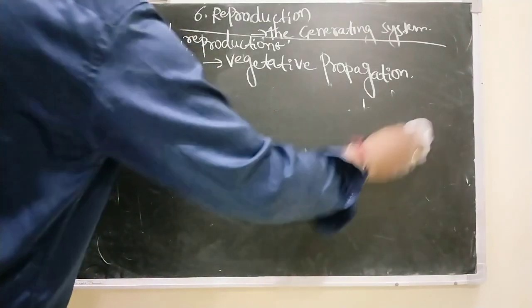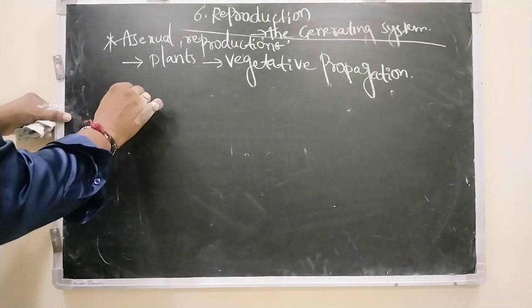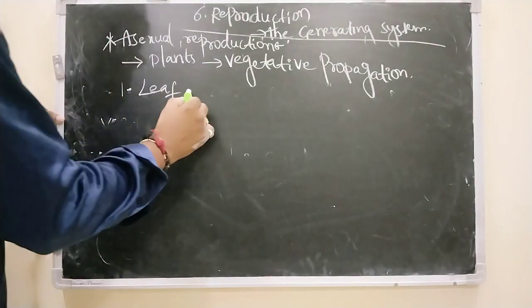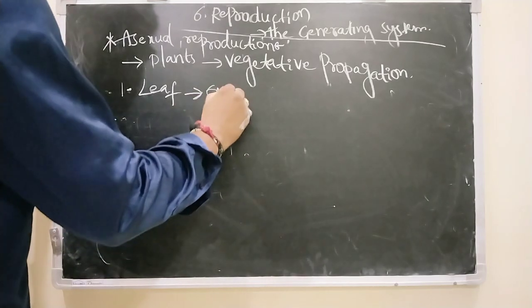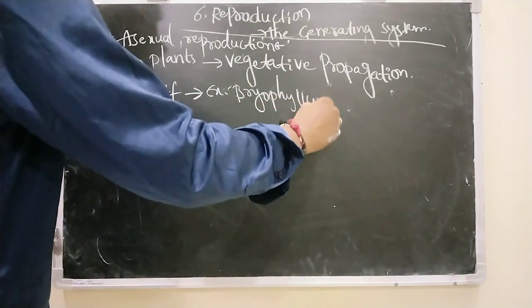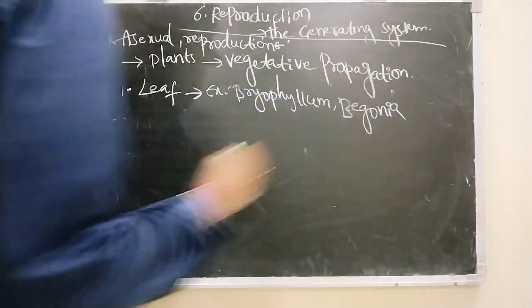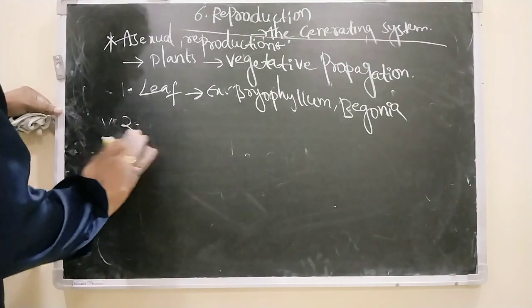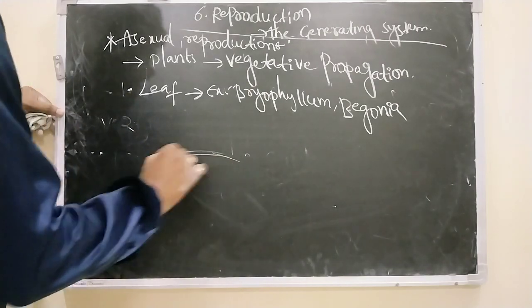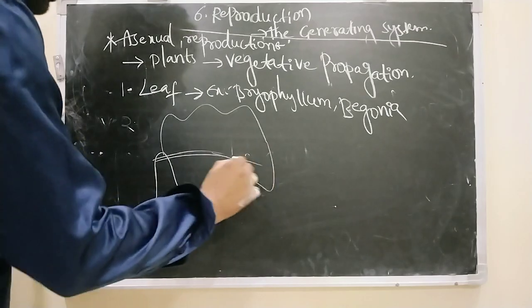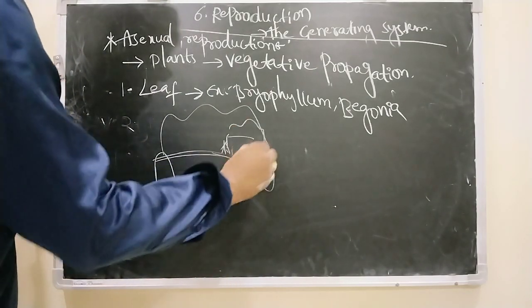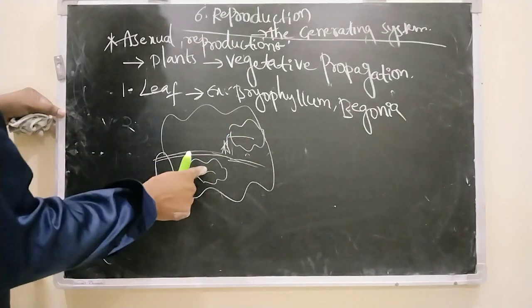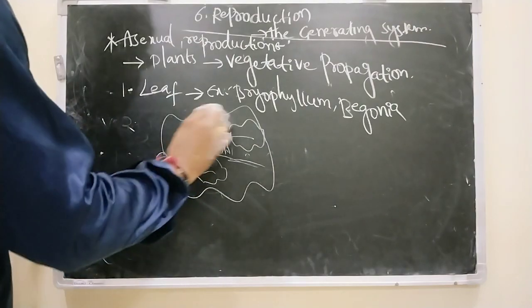Next, we will discuss from which part, what the modification is. First, leaf. If new plants arise from leaf, examples are bryophyllum and begonia. For example, in bryophyllum, the young leaves that are formed detach from the parent leaf and grow as an independent plant. So this is in the case of bryophyllum and begonia.